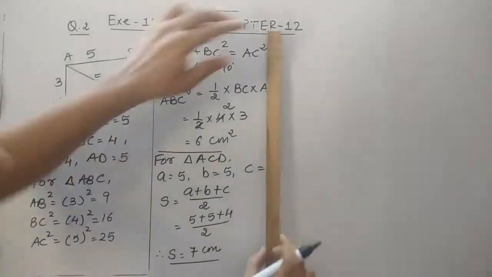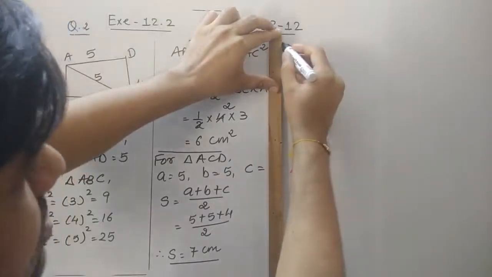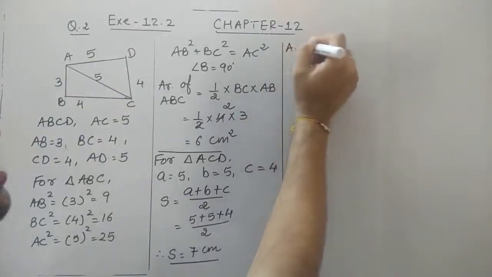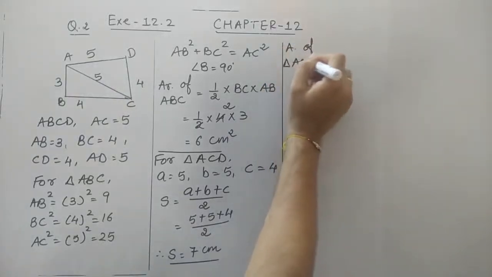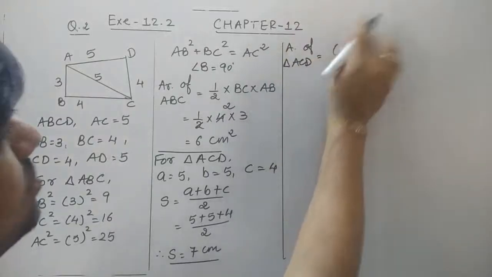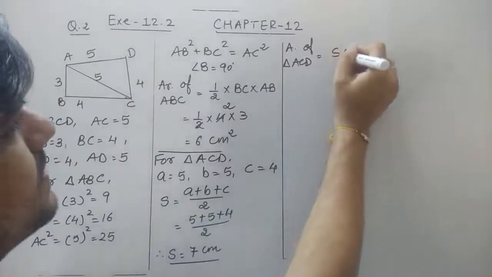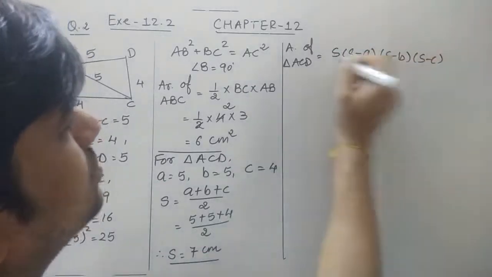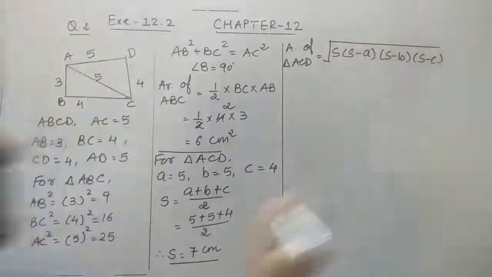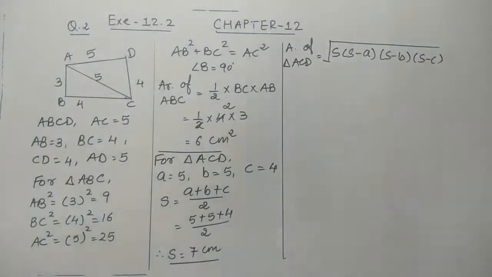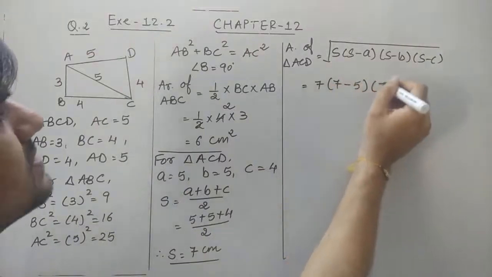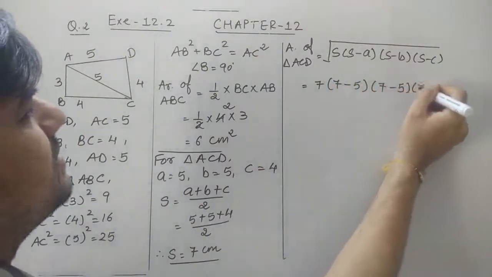Now as we obtain the semi-perimeter S, let's find out the area of triangle. So area of triangle ACD, again by the Heron's formula, as I told you the reason, square root of S into S minus A, S minus B and S minus C. We have the value of S as well as we have the value of A, B and C. So let us substitute this value here. S is 7, 7 minus A, 7 minus B and 7 minus C.